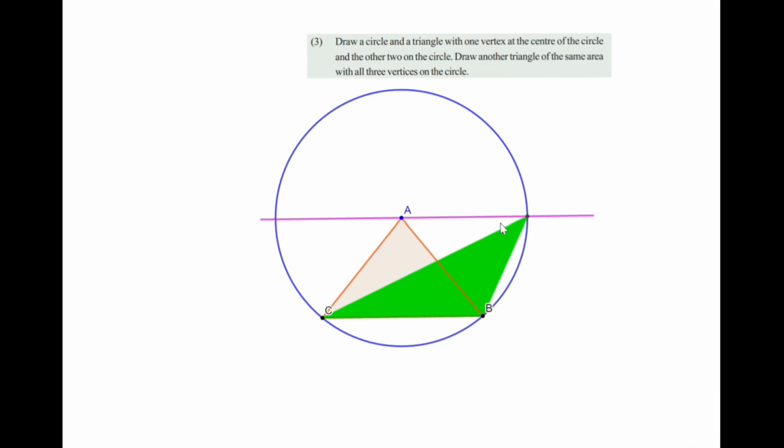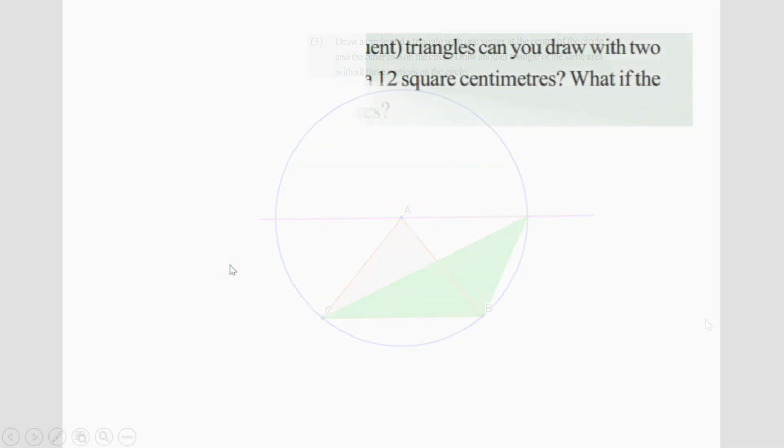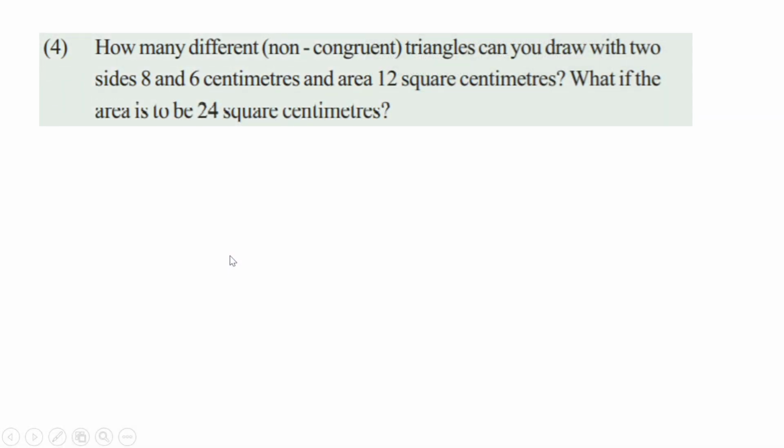In this triangle, all three vertices are points on the circle, and the area of this triangle is equal to the area of the first triangle, as the bases are the same and the third vertices are on a line parallel to the base. Fourth problem. How many different triangles can you draw with two sides 8 and 6 centimeters and area 12 square centimeters? What if the area is to be 24 square centimeters?